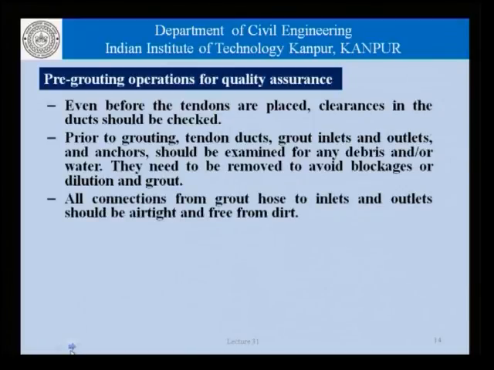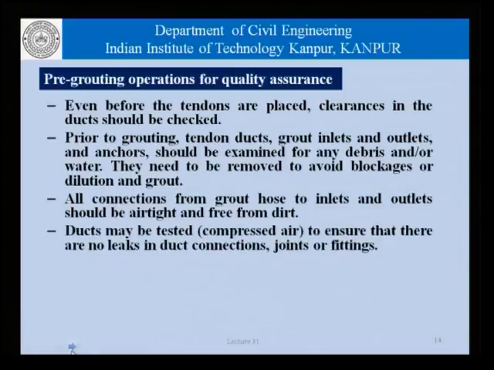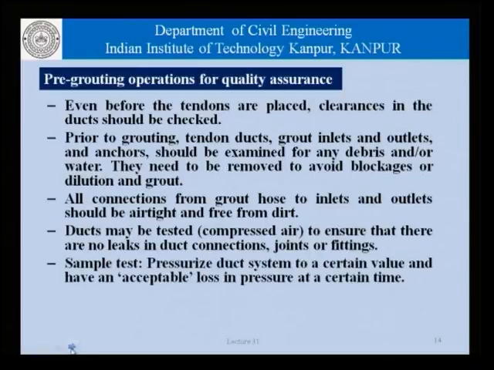All connections from the grout hose to the inlet and outlet should be airtight and free from dirt. Ducts should be tested using compressed air to ensure that there are no leaks in duct connections or joints. Now, how do we do that? One way of doing it is to pressurize the duct system to a certain level and then have an acceptable loss in pressure at a certain time.